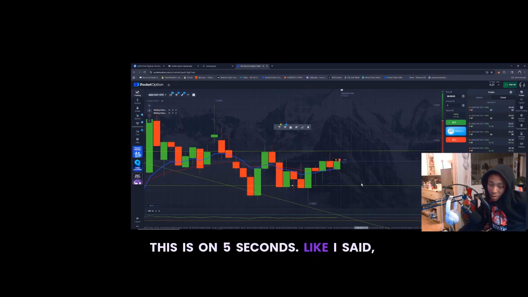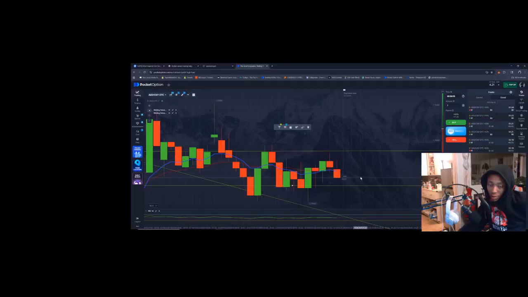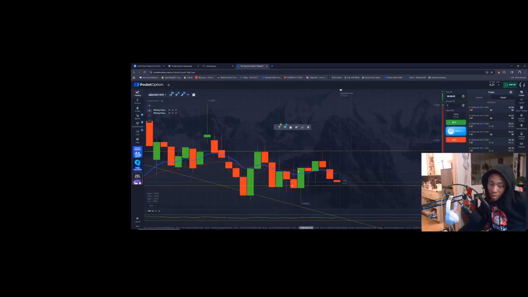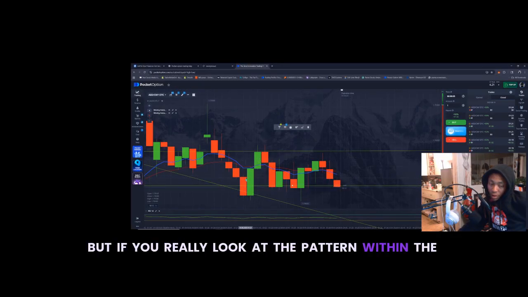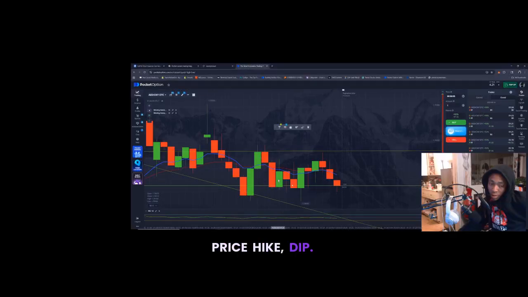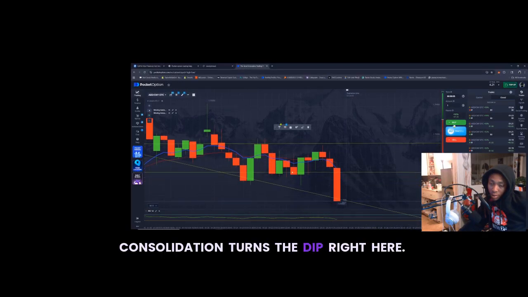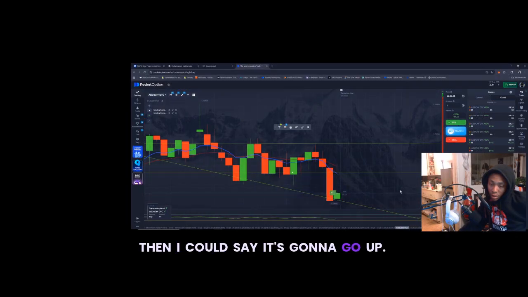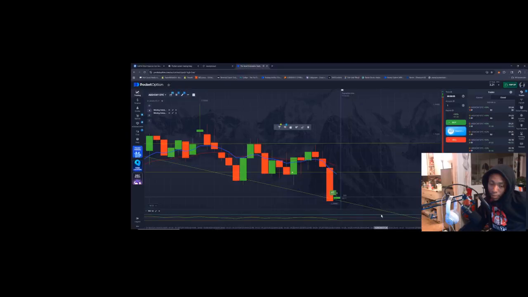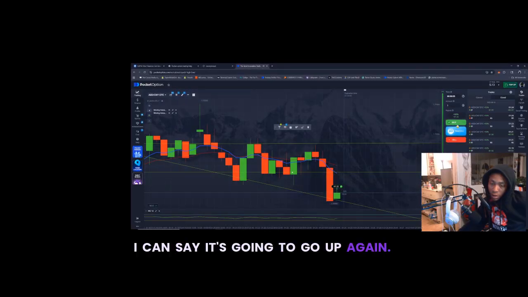This is on 5 seconds. Like I said, there's consolidation. It's more tricky, especially on shorter time. So all right here is just consolidation. But if you really look at the pattern within the pattern, there's the dip, price hike, dip. Then there's the hike, small dip, small hike, small, and then right here, consolidation. Then there's the dip right here. Then I can say it's gonna go up. I can say it's gonna go up again.